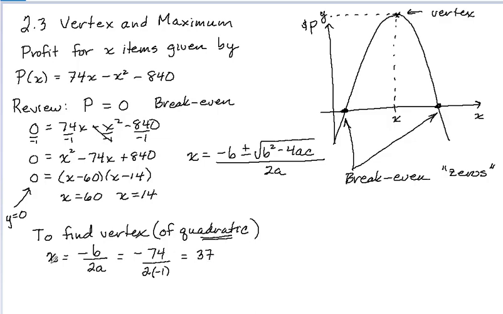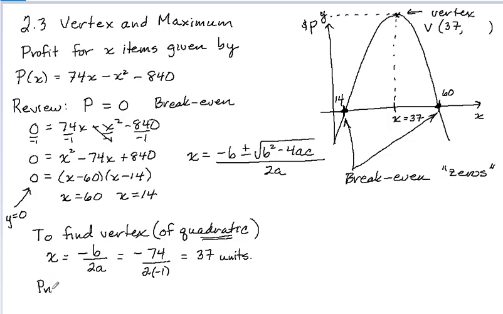Okay, now 37 what? Well, 37 is an x value, so that means units. On the graph, I've found this. That happens at 37. This happened at 14. That was my smaller break-even point. And this happened at 60. So for my vertex, I'll call it V. I now know the first coordinate. The first coordinate is 37. So I know to stop after 37 units. If I go to 40 units, I have lost profit. I've given some money away. What is the maximum possible profit?